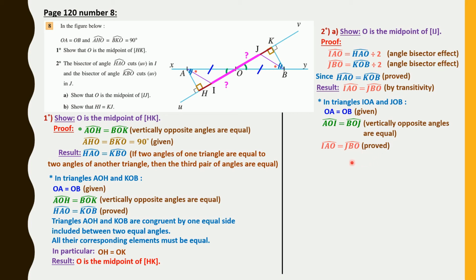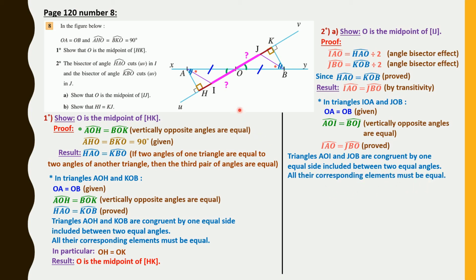Now the congruence statement. Triangles AOI and JOB are congruent by one equal side included between two equal angles. All their corresponding elements must be equal. In particular, OI equals OJ. And as a result, O is the midpoint of segment IJ, and our question is answered. Now question B, show that segment HI equals segment JK.